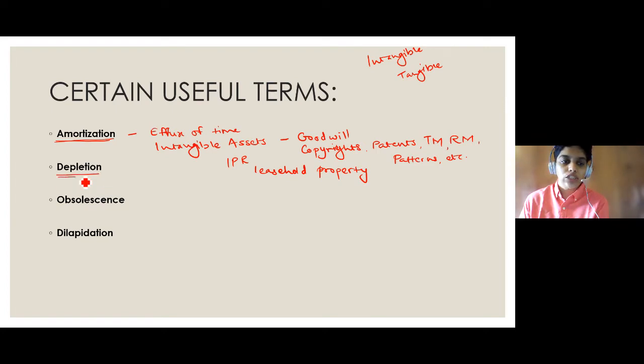Then the second term is depletion. So depletion is used in regards to natural resources, or more specifically, we call them wasting assets.